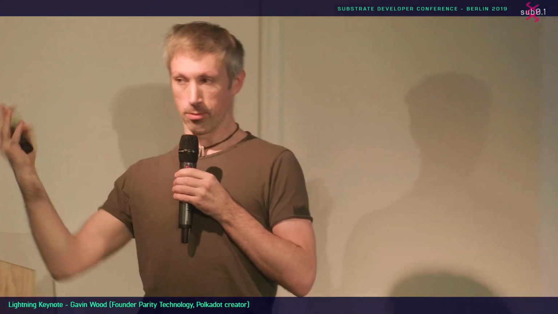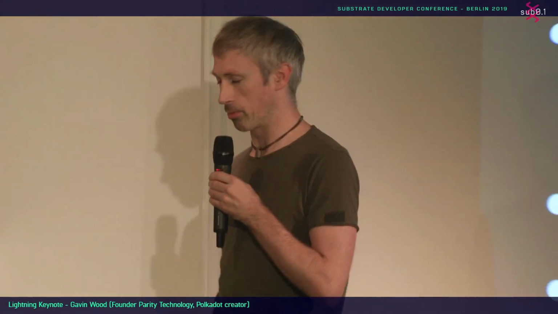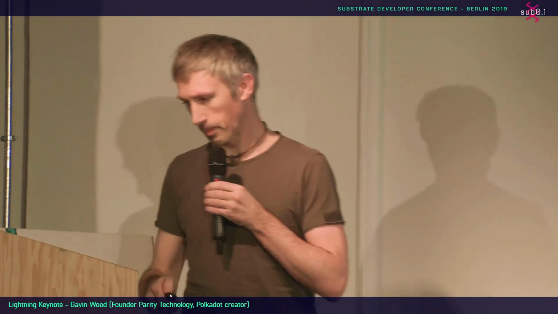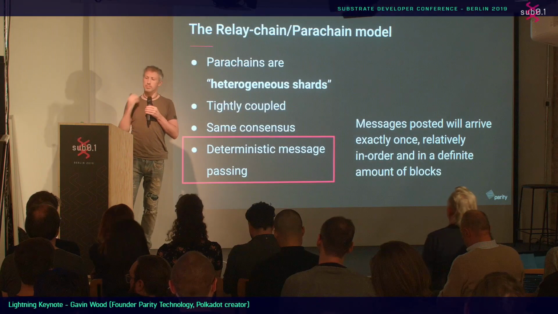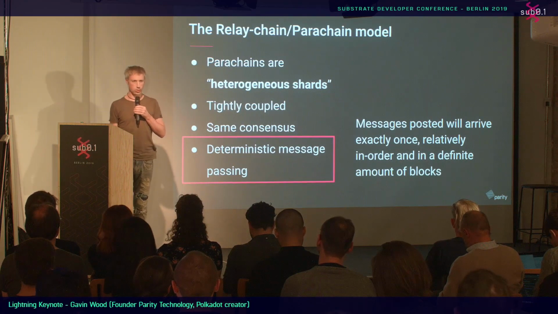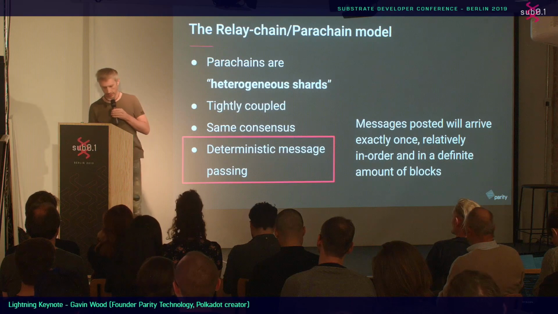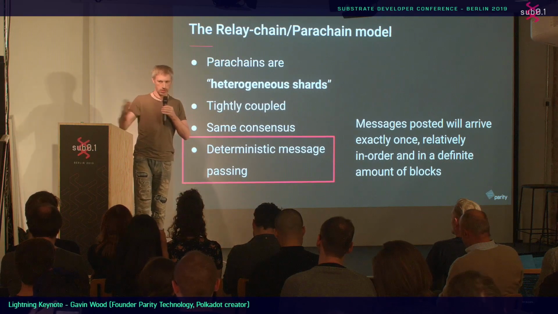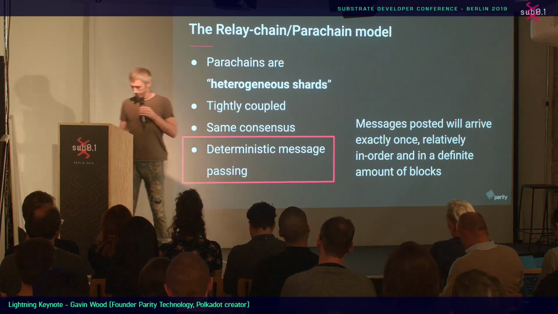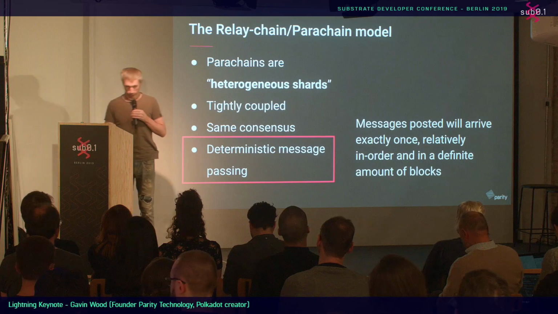The final point is the important one: deterministic message passing. Basically, you get certain guarantees about when you send a message from one parachain, when it will arrive and what it will do potentially in another parachain. In particular, the messages will arrive exactly once and in order compared with each other. And there'll be a definite period of time that it takes, although it could take very long depending on how often the destination parachain or parathread is scheduled.